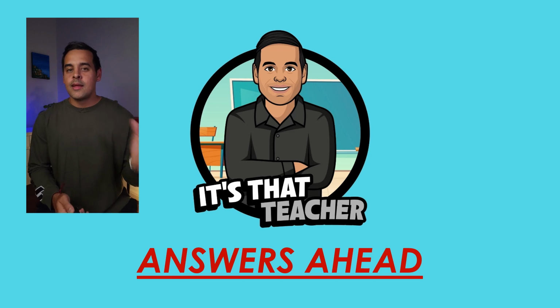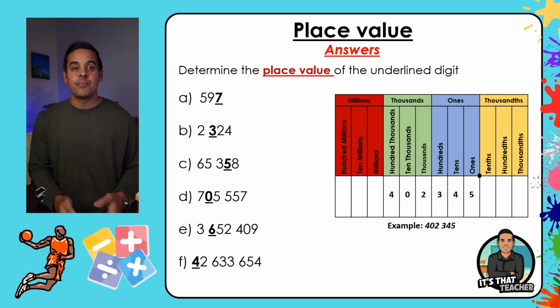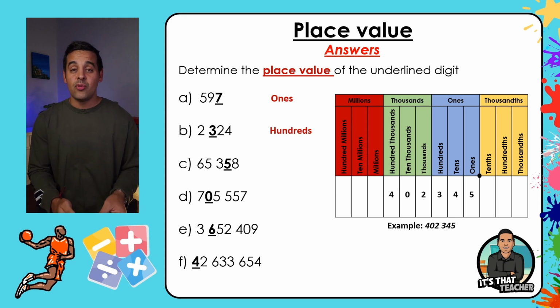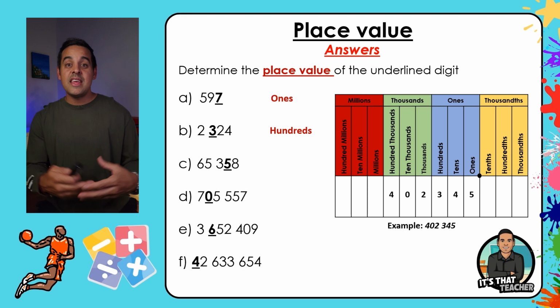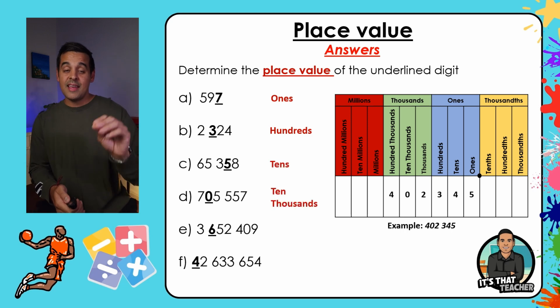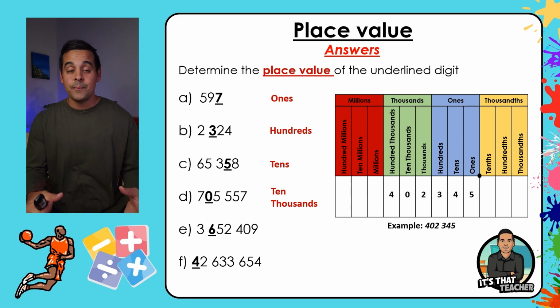So we're going to go down with the answers now. As you can see, the 7 is in the ones column. B, the 3 is in the hundreds, 2,324. The C, 65,358, that would be in the tens column. Now the 0 there is in the tens of thousands column.